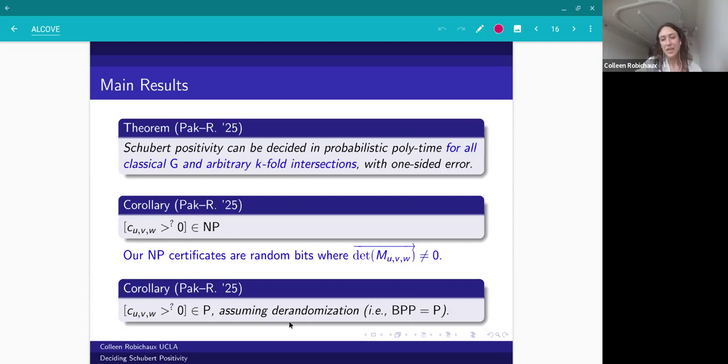And if we assume, again, a less strong computer science assumption, that bounded probabilistic polynomial time equals P, then we actually get a polynomial time result to test when our Schubert coefficient is positive.